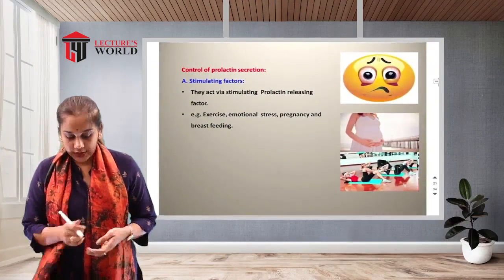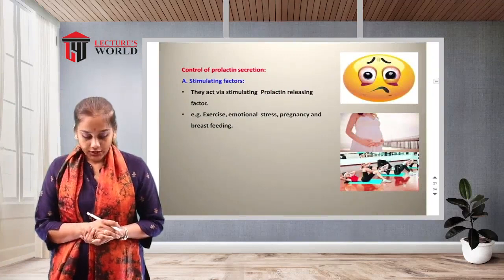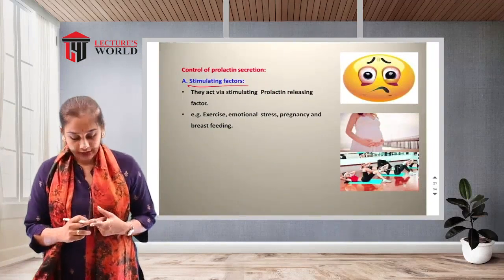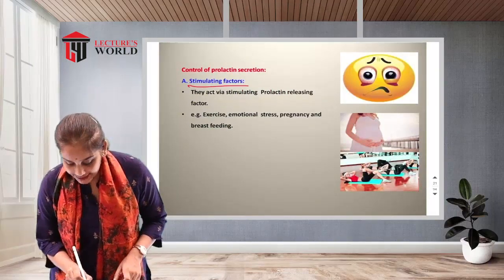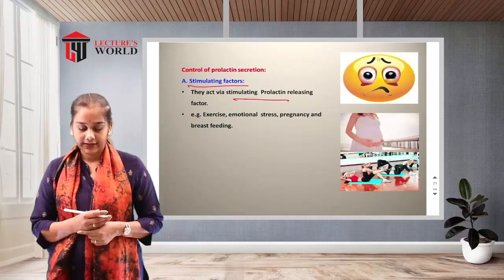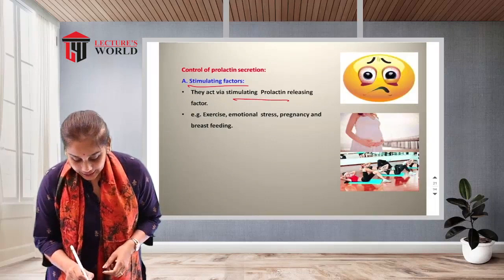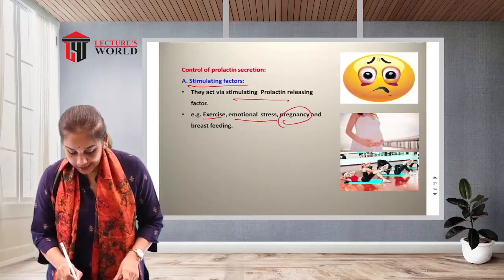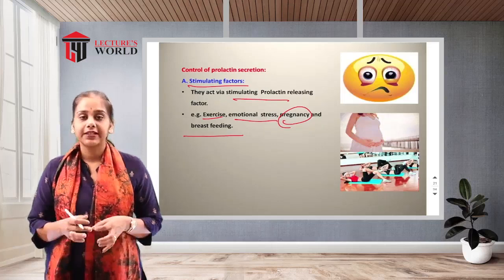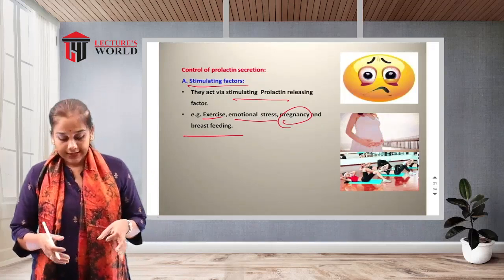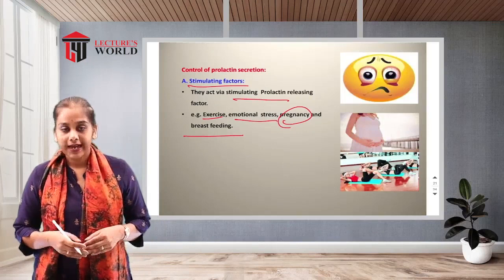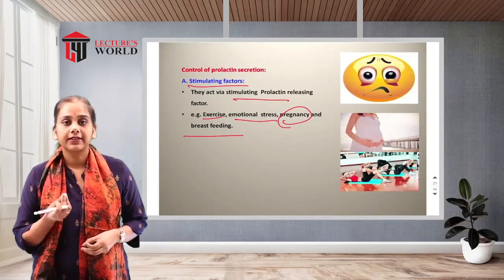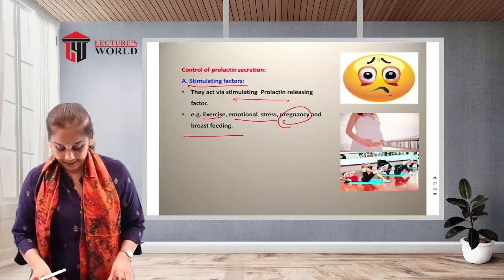Now we will see the control of the prolactin secretion. There are two major factors. The first one is the stimulating factors, which act via the prolactin releasing factor, for example during exercise, emotional stress, pregnancy and breastfeeding. All of these are stimulating factors, so they secrete the milk into the breast.